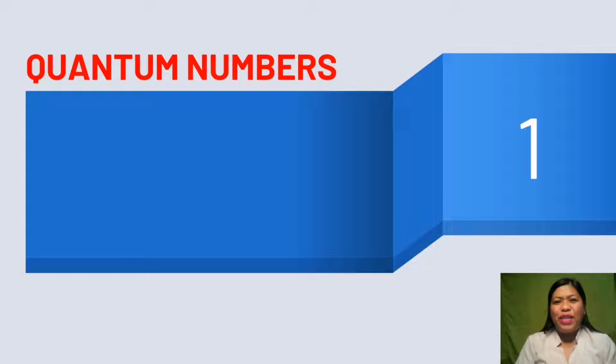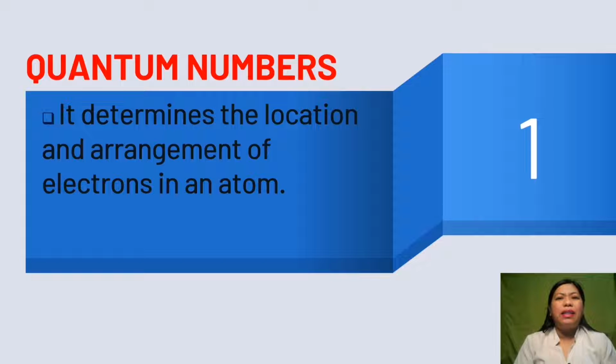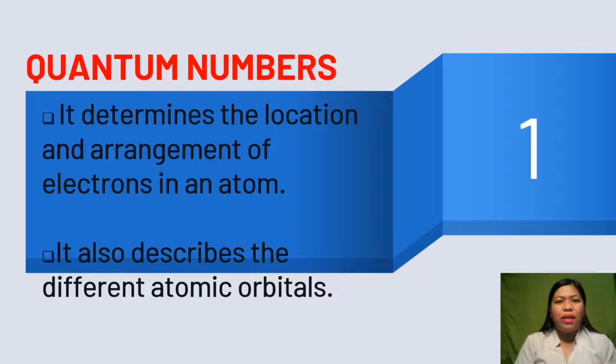For today's video lecture, we are going to discuss the quantum numbers. It determines the location and arrangement of electrons in an atom. Further, it also describes the different atomic orbitals. Class, the quantum numbers will help you to know the location, the distribution, the arrangement, and in what orbitals we find the electrons.